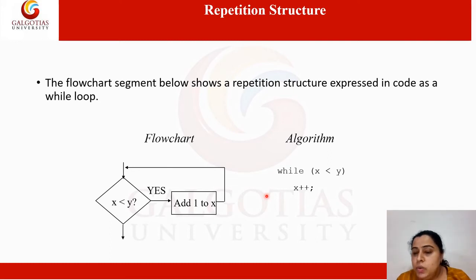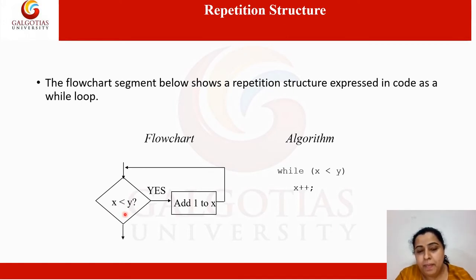Let's say I have read two variables, x and y, and let's say the x value is 2 and y value is 5. Now, while x is less than y, how do we show it in a flowchart? How do we show a repetitive structure in a flowchart? We need a decision because here we are taking a decision whether x is less than y. There's a condition over here, so there's a decision box. If it's yes, we are adding 1 plus x.